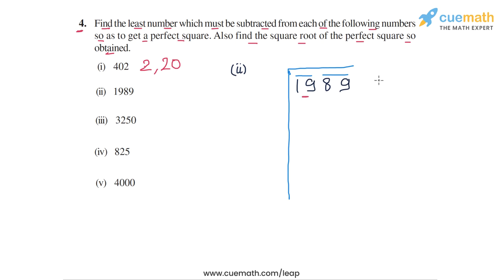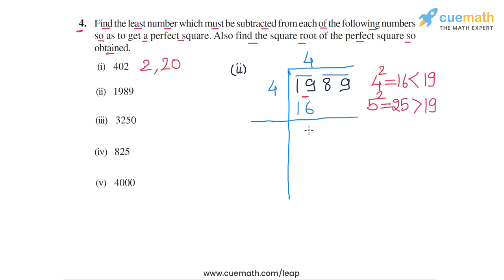And that digit is equal to 4 because 4 square is equal to 16, which is less than 19. But if you take the next digit, 5 square is equal to 25, which becomes greater than 19. So the divisor in the first step will be 4, and this will also be the first digit in the quotient. And 4 into 4 is equal to 16. Now we subtract. 19 minus 16 gives us 3, and then we take these digits 89 and bring them down, and that gives us the dividend for the second step, 389.